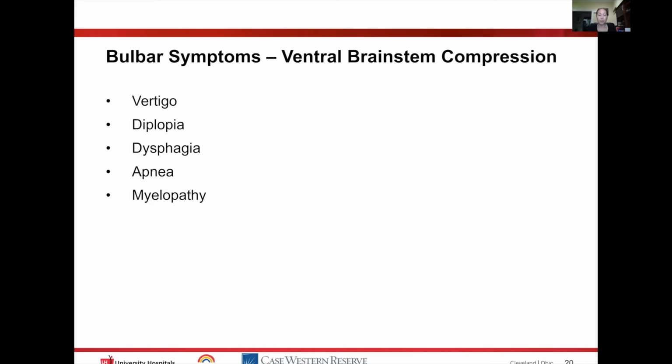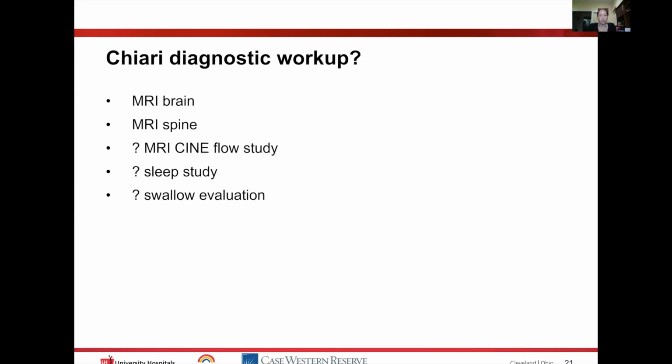And then myelopathy. In addition, some of these patients will have vasovagal symptoms or hyperactive vasovagal responses. So that brings us to, well, what do we do for our workup?